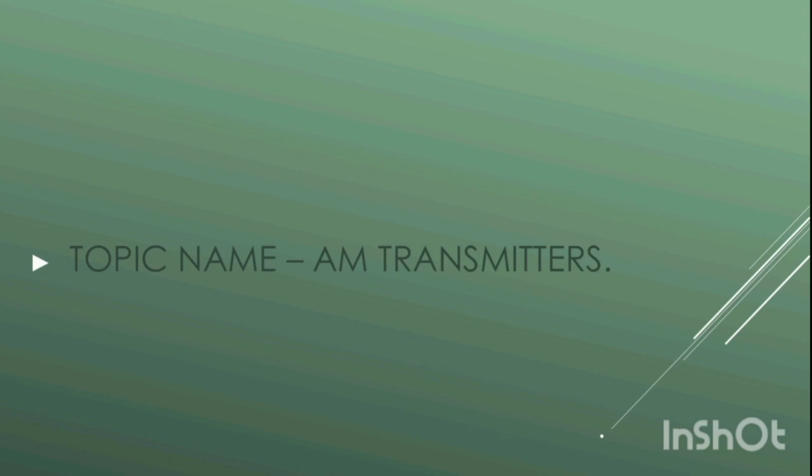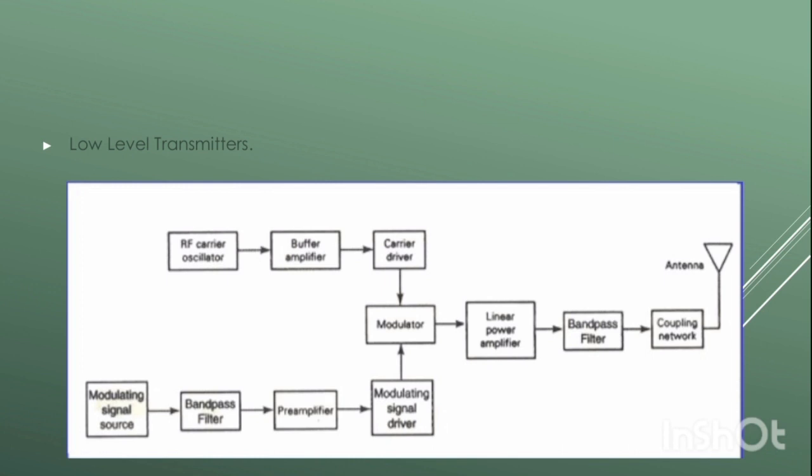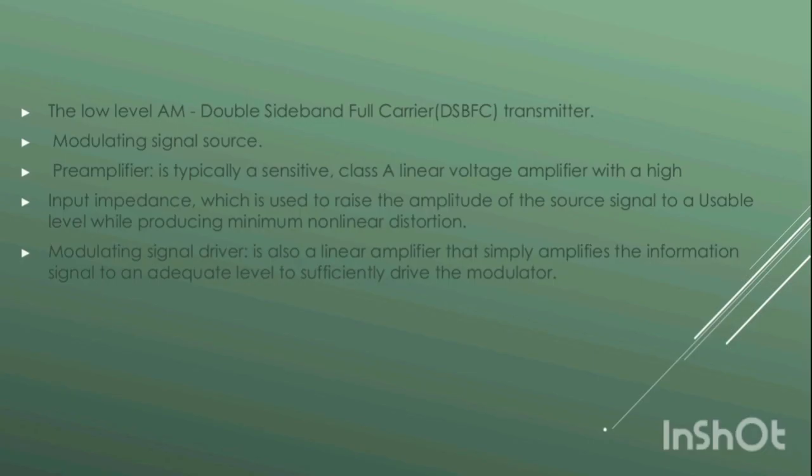Let's start it. In AM transmitters, there are mainly two parts, which are low level transmitter and high level transmitter. Let's start with the first, low level transmitters. Here is a block diagram. In this there are a total of 11 blocks. 3 at the upper side, 4 at the lower side and 4 in the middle with an antenna. The low level AM double sideband full carrier, in short DSBFC, transmitter.